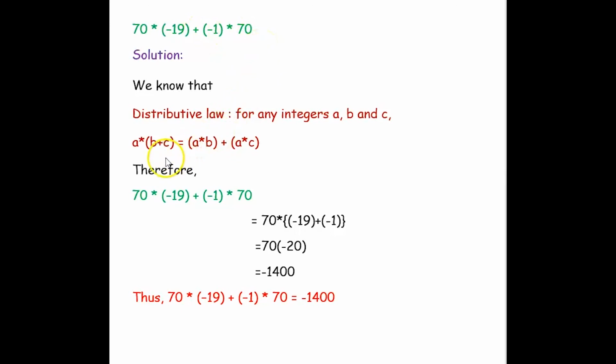Next, the example given is 70 into negative 19 plus negative 1 into 70. We know the distributive property is a into b plus c, which is equal to a into b plus a into c. If you look at the given numbers, a is 70, b is negative 19, c is negative 1, and then a is 70. So it's more or less the distributive property. 70 is common for both the terms, so I am taking 70 and writing the remaining numbers, that is negative 19 plus negative 1. Negative 19 plus negative 1 will be negative 20. So 70 into negative 20 is negative 1400, which is our answer.